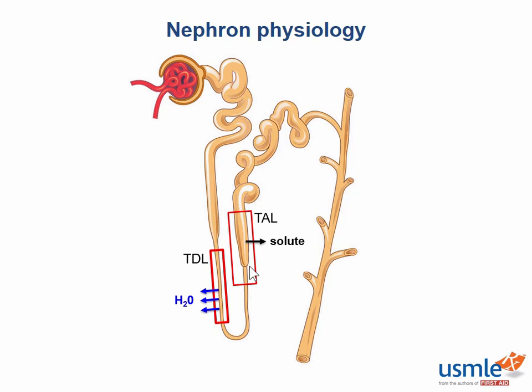In fact, 10 to 20% of the filtered sodium is absorbed just in this one region. Why is the impermeability of the thick ascending limb so important?